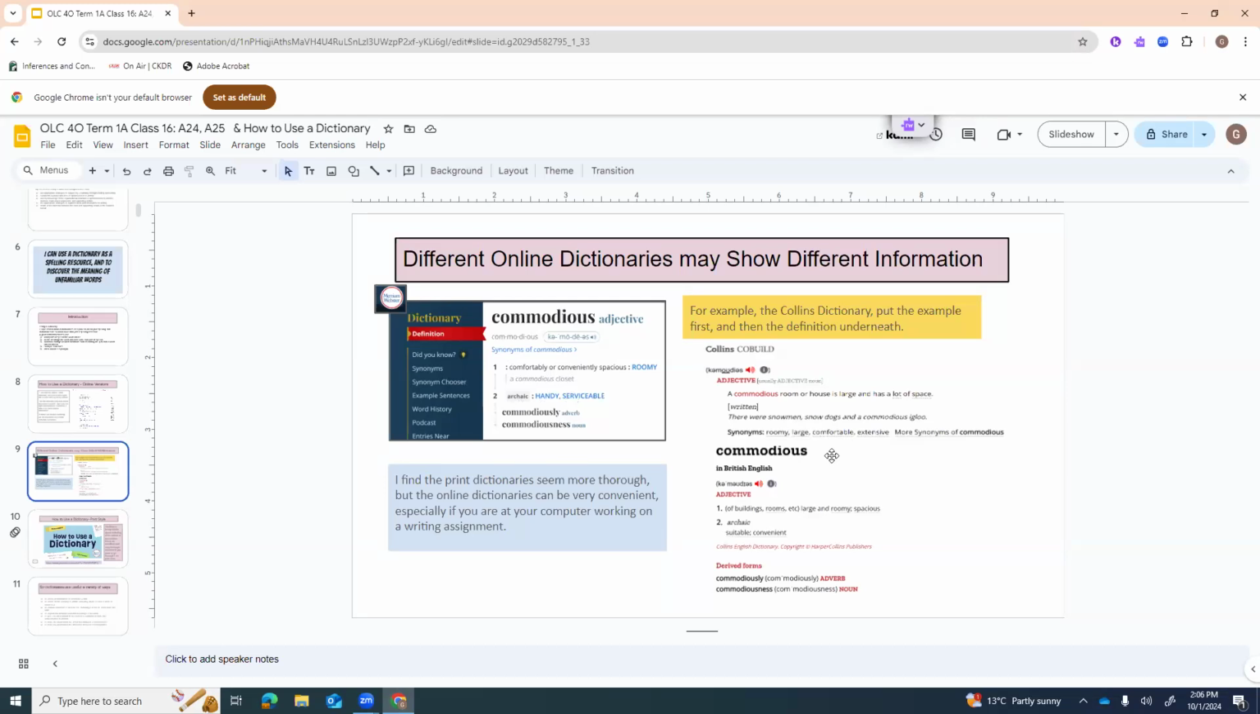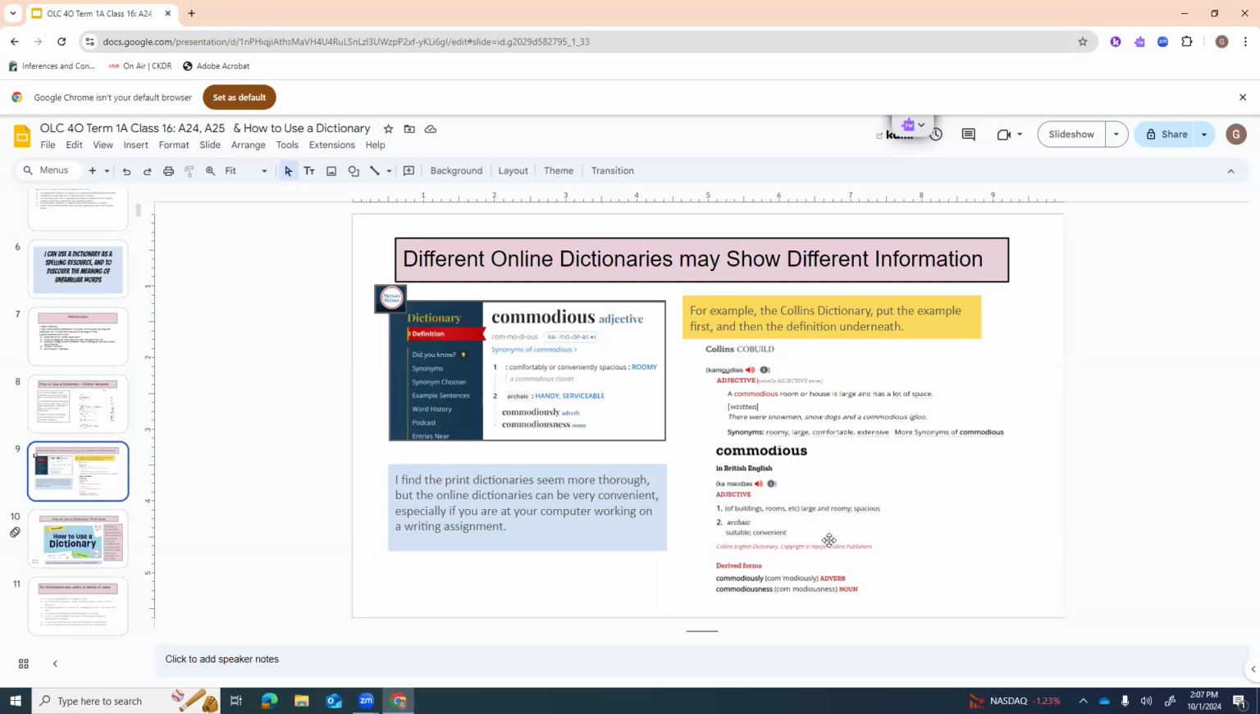Collins Dictionary, for example, for some strange reason, I was kind of confused by this. They tell you it's an adjective, and there's a little megaphone here to listen to it. They also show you how you could sound it out, but they give you the example first. A commodious room or house is large and has a lot of space. Then it tells you the synonyms, and then finally, after that, it tells you the meanings.